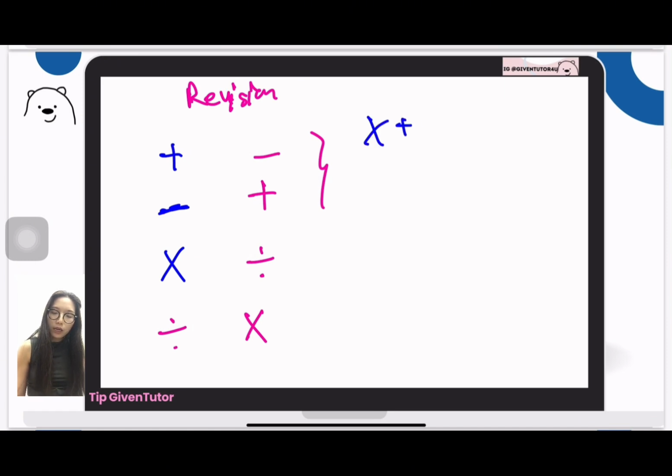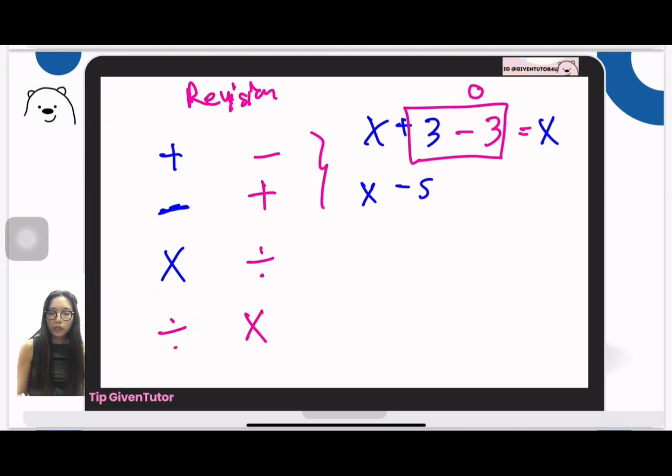plus 3, and then the minus 3. This is the real words of a plus and minus. You will got here is like the 0. So this will be x, right? And then even the x minus 5, and then this one is plus 5. So plus minus also gets the same thing as the 0. So you got x, the things.